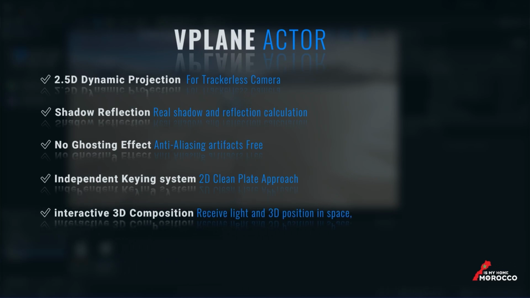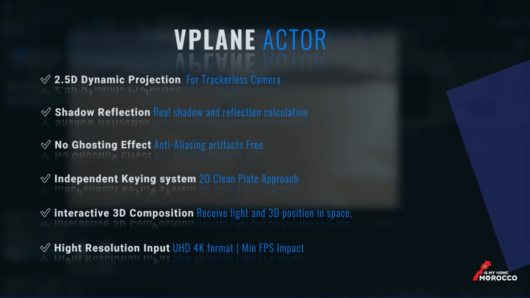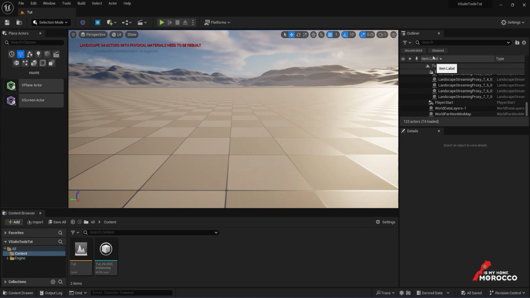This allows for an interactive 3D composition that interacts with a virtual environment, whether it's ambient light, 3D position in space, casting shadows, and being visible in reflections. Each VPlane Actor accepts up to 3840 by 2160 pixels, equivalent to a UHD 4K format, with minimal performance loss or FPS drop, ensuring optimal optimization and compatibility with different technologies such as TSR and NVIDIA's DLSS. So without further ado, let's now discover VPlane Actor.